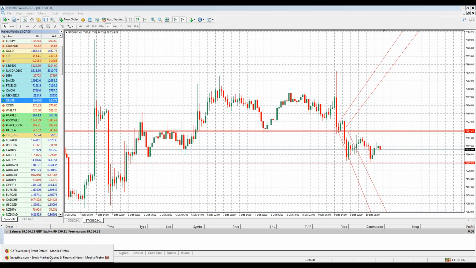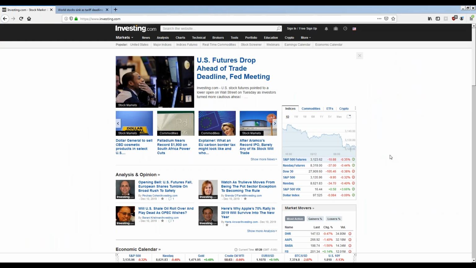All right, so fundamentally, what's happening today before we do some technical analysis on some current movements beyond this crypto that we looked at. Tell me how long it takes you to understand which way the wind is blowing, which way you think the markets are moving today to get an idea of what way you might want to trade. What's this headline mean? U.S. futures drop ahead of trade deadline, Fed meeting.